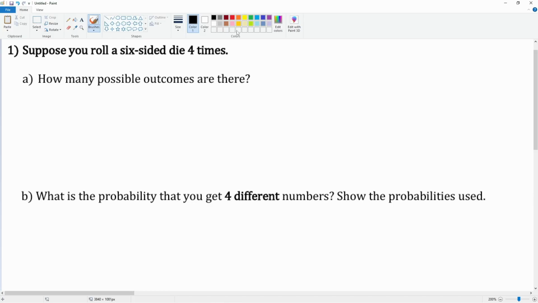Here we have number 1. Suppose you roll 6-sided dice 4 times. A. How many possible outcomes are there? So let's visually see it. Here's the first row, second row, third row, and fourth row.